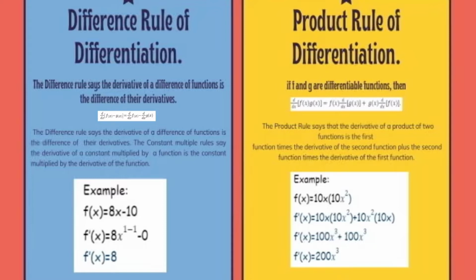The product rule says that the derivative of a product of two functions is the first function times the derivative of the second function plus the second function times the derivative of the first function.